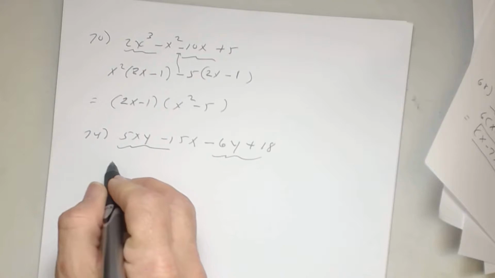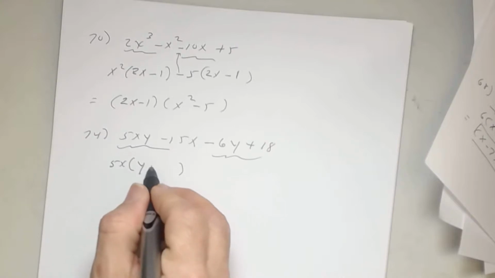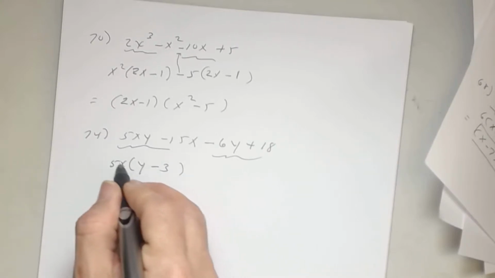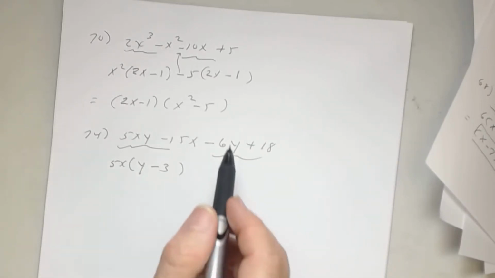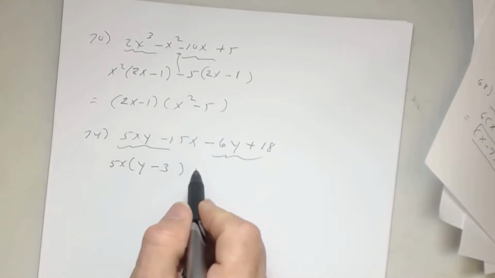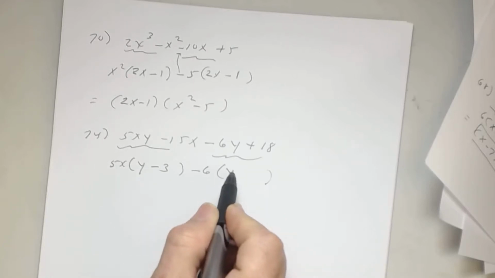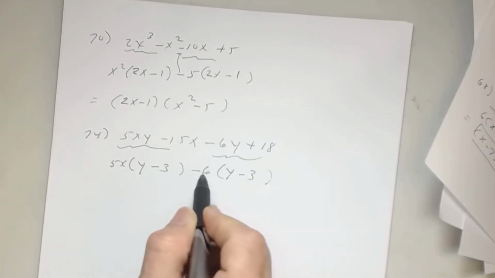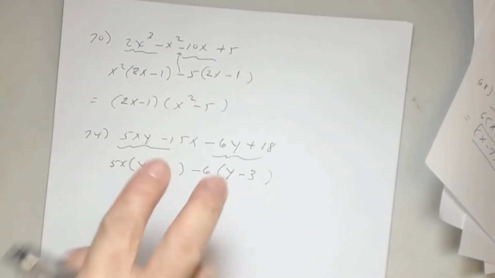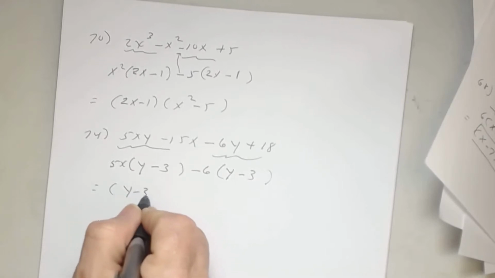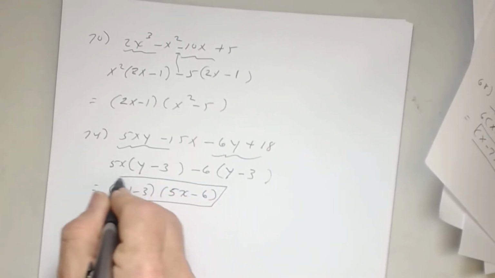Not just x, 5x. 5x times what? Y minus 3, because 5x times y is 5xy. 5x times a negative 3 is negative 15x. Second group, what are you going to take out? What's the GCF of the second group? Negative 6 times what? Y minus 3, because a negative 6 times a negative 3 is a what? And what are the parentheses? So what's the answer? Times 5x minus 6. There's your answer.